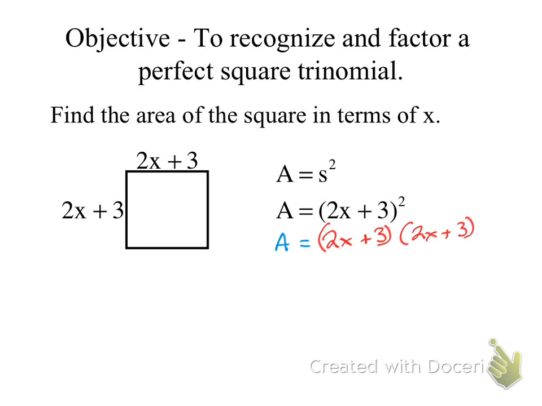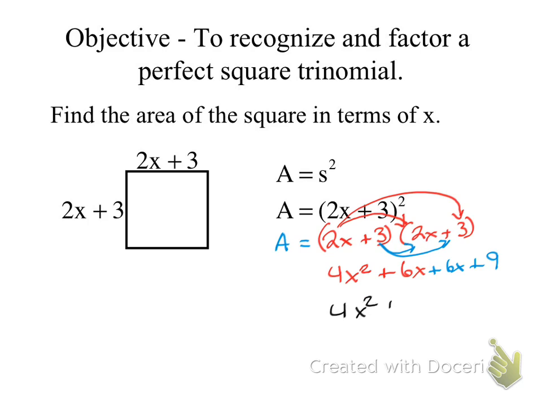Now, we've learned that we can always double distribute or FOIL this. So, I'm going to double distribute. That's the long way. 2x times 2x is 4x squared. And then 2x times 3 is plus 6x. And then, of course, we've got another 3 times 2x. We get another 6x. And then we get a plus 9. And if I put it all together, I end up with 4x squared plus 12x plus 9.